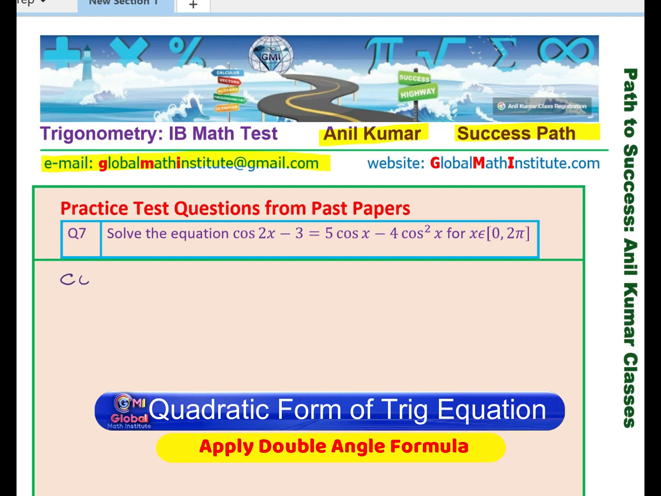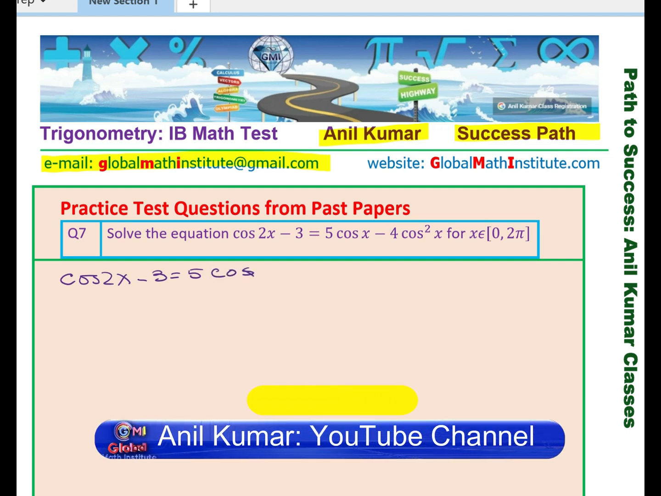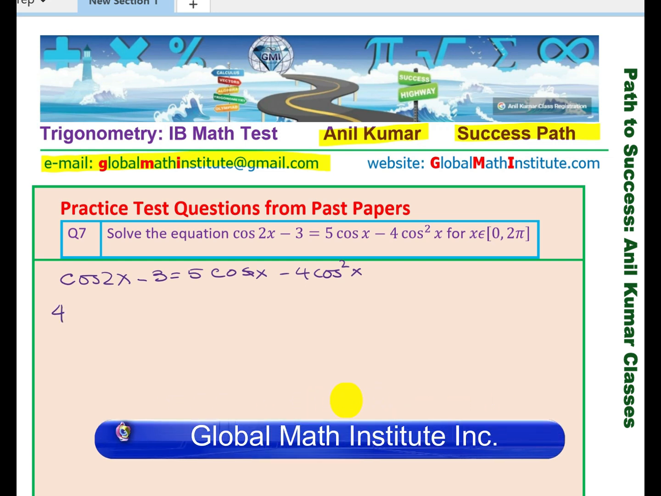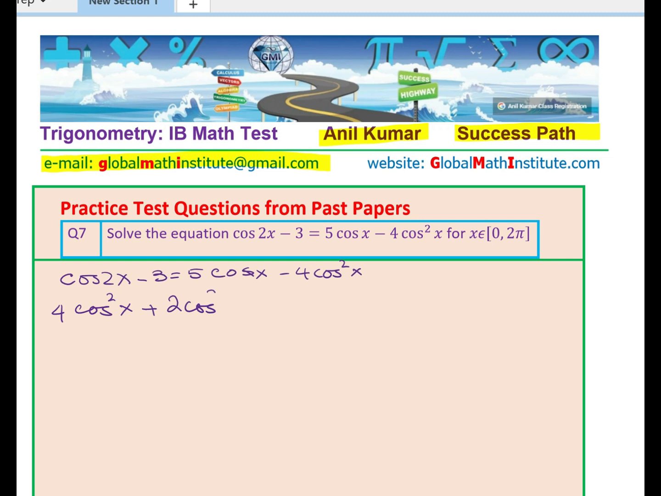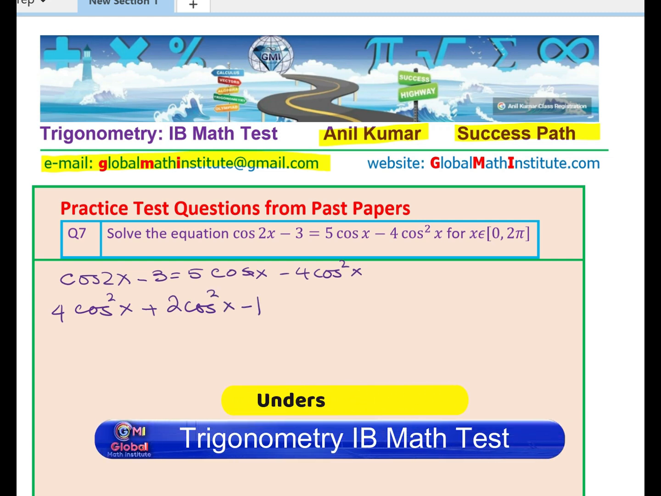So we have this equation as cos 2x minus 3 equals to 5 times cos x minus 4 cos squared x. Bring them all together. So we get 4 cos squared x. Cos 2x can be written as 2 cos squared x minus 1. And then we'll bring this minus 5 cos x minus 3 equals to 0.